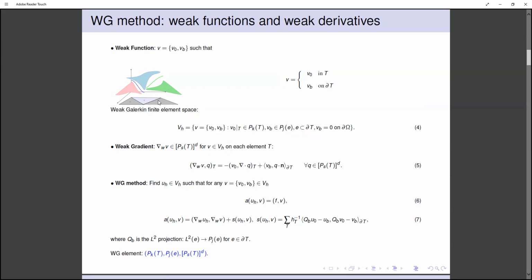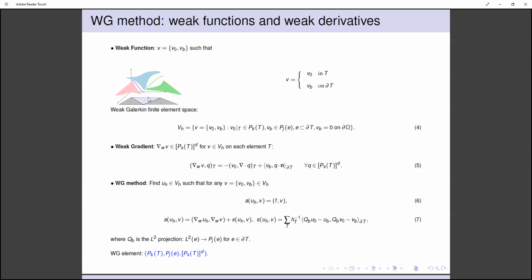Look at that picture. On the inside of a triangle, v equals v0, this green surface. On the boundary, v equals this vb, that green curve. So this is the notation for a weak function. You just need to know what that means. And the weak functions are defined on the whole domain. Obviously, they are totally discontinuous.